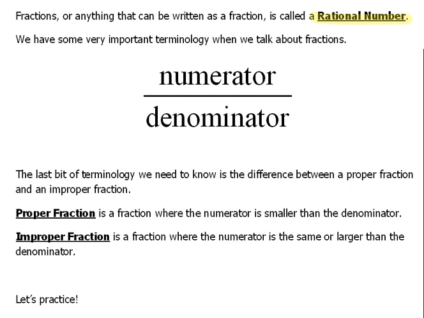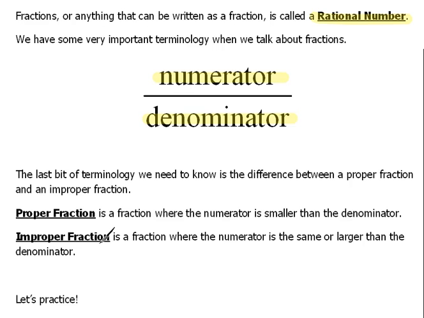Okay? When we talk about fractions or rational numbers, we don't want to just say the top number and the bottom number because those have some very specific names. The top number is always called the numerator, and the bottom number is always called the denominator. Now, we need a little bit more terminology before we go.